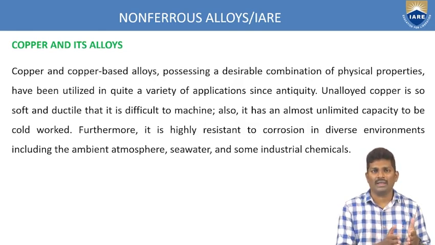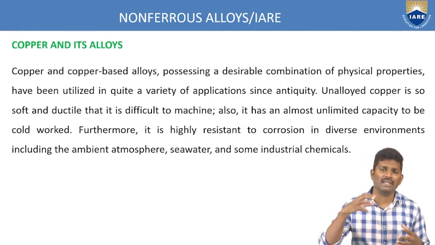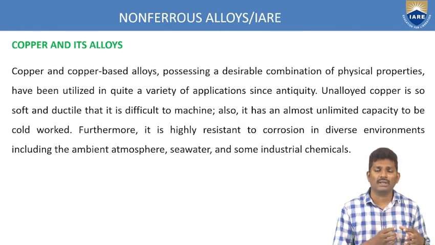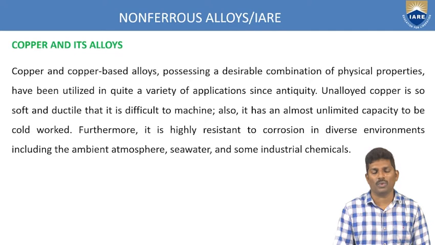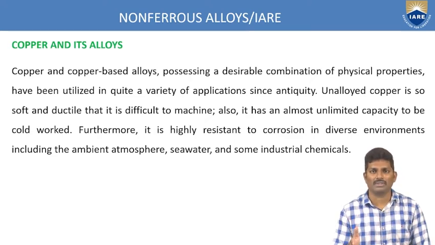So you have copper which is not alloyed, that means it is not combined with any other material. So before combining with any other type of alloy, what is happening? This unalloyed copper is very soft and ductile in nature, and it is very difficult to do machining. It has an almost unlimited capacity for the cold working process only. So during the cold working process only, this type of copper is used.